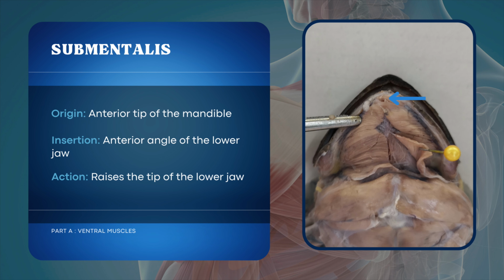Now let's proceed to the ventral muscles of the head. First, we have the submentalis. It originates from the anterior tip of the mandible. Its insertion is through the anterior angle of the lower jaw, and it raises the tip of the lower jaw.